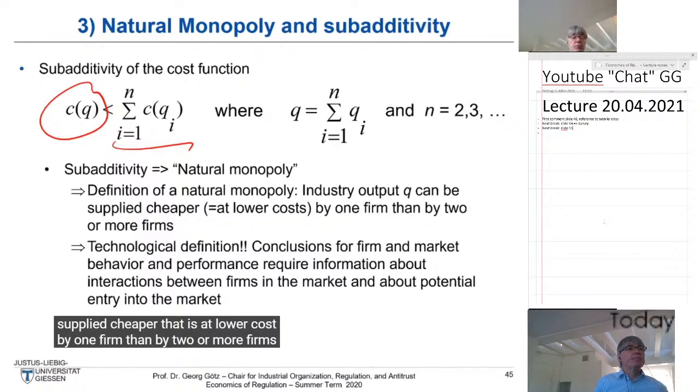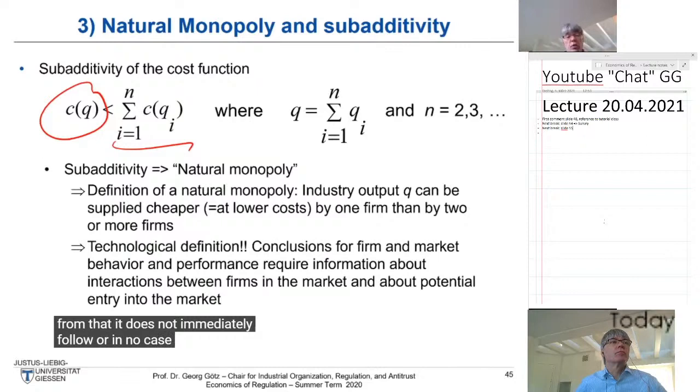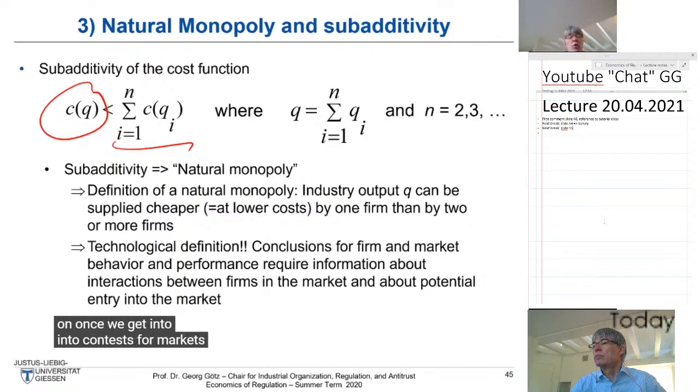This is a technological definition, and from that it does not immediately follow, or in no case immediately follow, that we will actually have a market structure with only a single firm active. We will discuss that in much more detail later on once we get into contestable markets and so on.